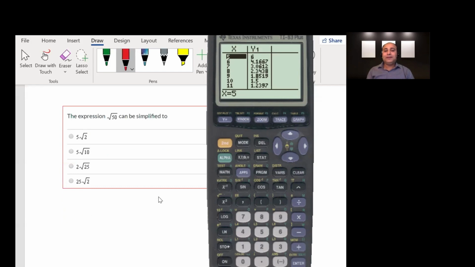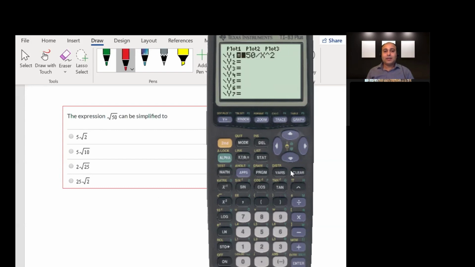Let's say square root of 50. Okay, can you guys help me with this? What would be your first step? Type it in the chat box. Y equals, perfect. Type what in the y equals? So I'm gonna delete the 50. So it's gonna be 50 divided by x squared. Perfect. What's next?